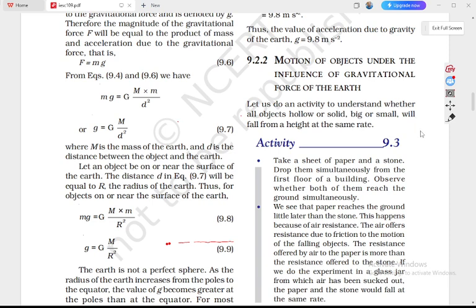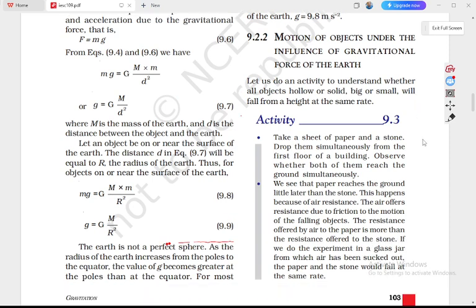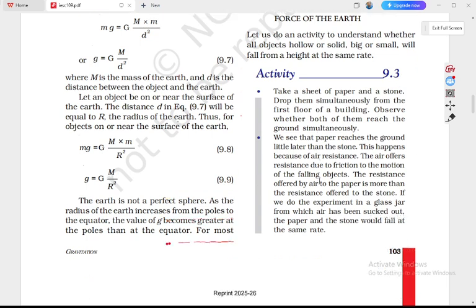Motion of objects under the influence of gravitational force of the earth. Let us do an activity to understand whether all objects, hollow or solid, big or small, will fall from a height at the same rate. Take a sheet of paper and a stone, drop them simultaneously from the first floor of a building. Observe whether both of them reach the ground simultaneously.